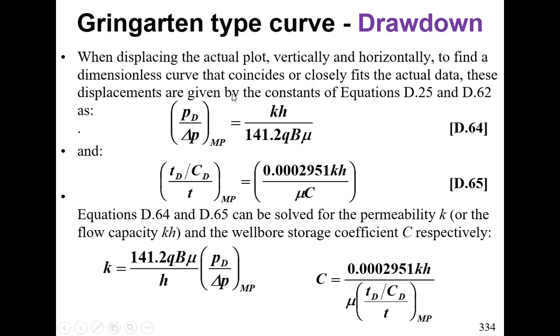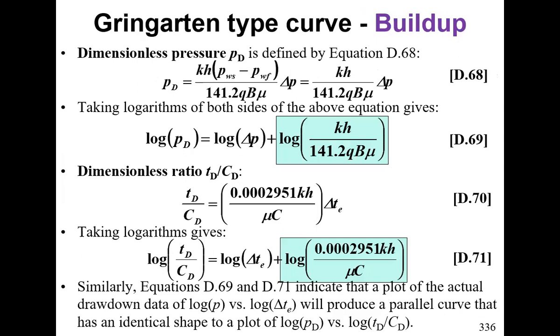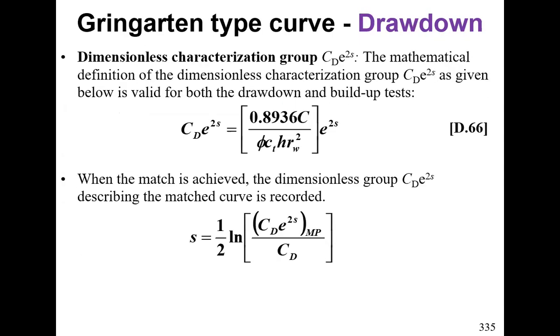And then from the match point, for the pressure match point, you can obtain the permeability. From the time match point, you get your well-bore storage. And then from the dimensionless characterization group, you can now get your skin. As I mentioned, I would like to illustrate this with data.